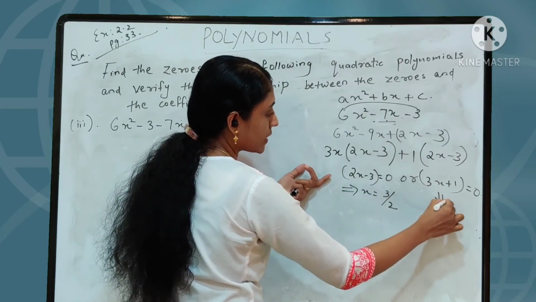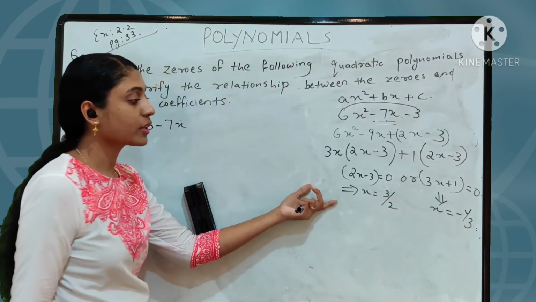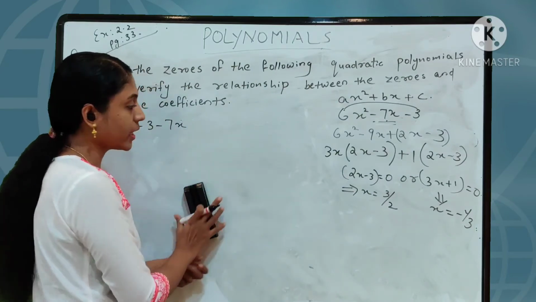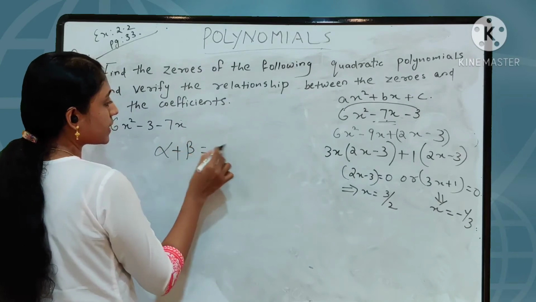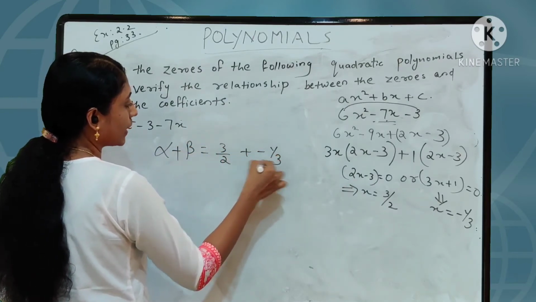And 3x plus 1 is equal to 0 implies x is equal to minus 1 by 3. So we got the values of x as 3 by 2 and minus 1 by 3. So we got the zeros of this polynomial. Now we can check alpha plus beta, the sum of the zeros: 3 by 2 plus minus 1 by 3.